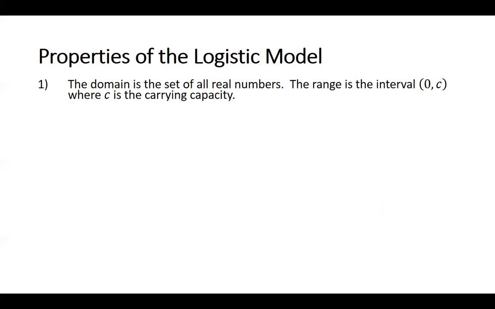Now, finally, we're just going to talk about the properties of the logistic model. First of all, the domain is the set of all real numbers. The range is the interval from 0 to c, where c is the carrying capacity. We're not going to go more in depth in this, so don't try to dig too much or ask me a lot of questions about this. If you want to know more, you can go online and look it up, but we're not going to focus on it in this class. There are no x-intercepts. The y-intercept is p of 0.